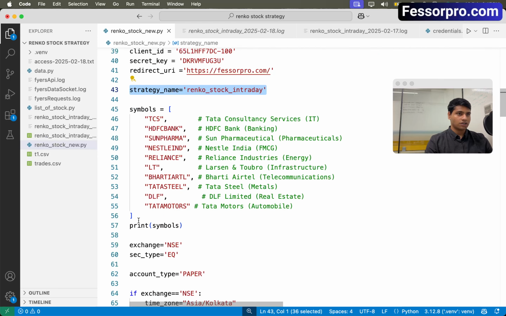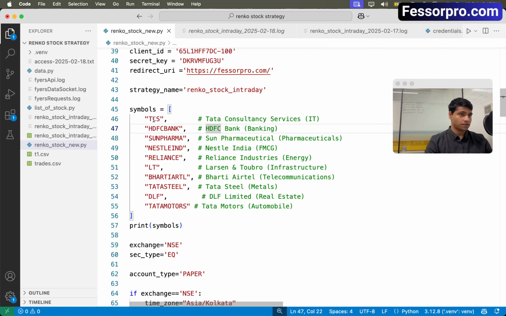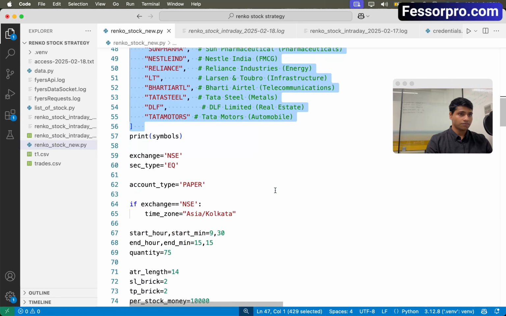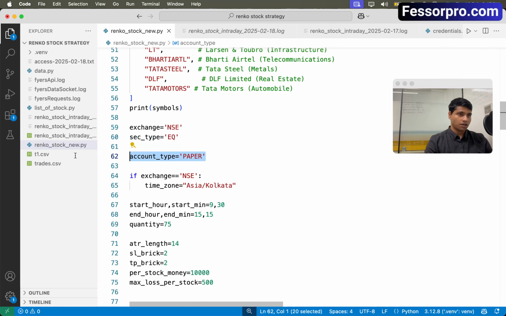Then I have this list of 10 stocks. All these stocks are from different sectors. So you can see this is TCS, which is from the IT sector, banking sector, pharmaceutical sector, and so on. Now, if you want to run this strategy on a fewer number of stocks, even that you can do. Exchange is NSE, sector type is equity because this is an equity based strategy. Account type is paper. If you want to implement it in the live market, just change this paper to live and it will be executing the orders in the live market.